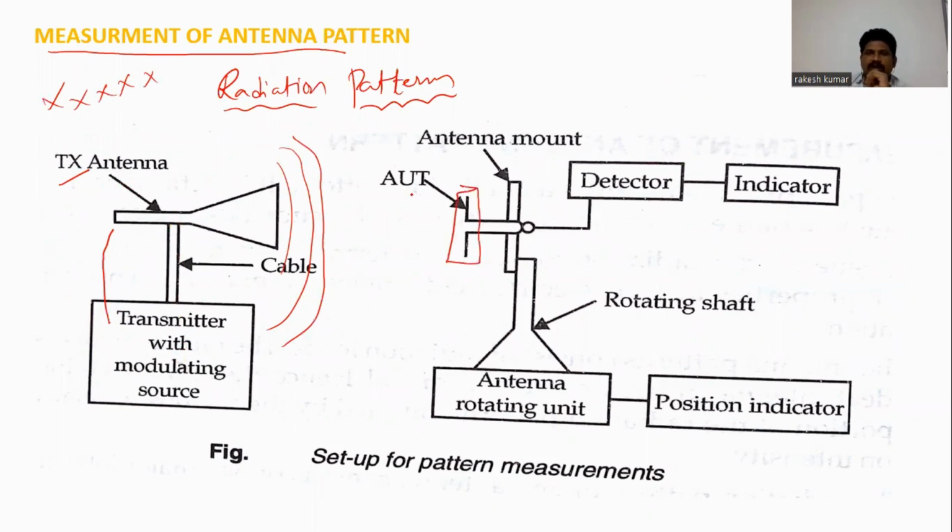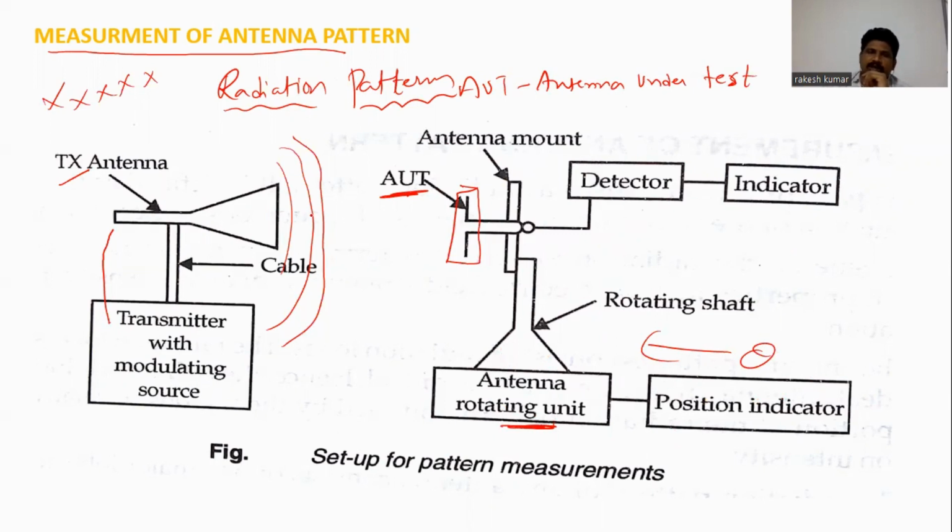This is called the AUT. AUT stands for antenna under test. This antenna under test is connected with the rotating unit. And this is the position indicator, for example.